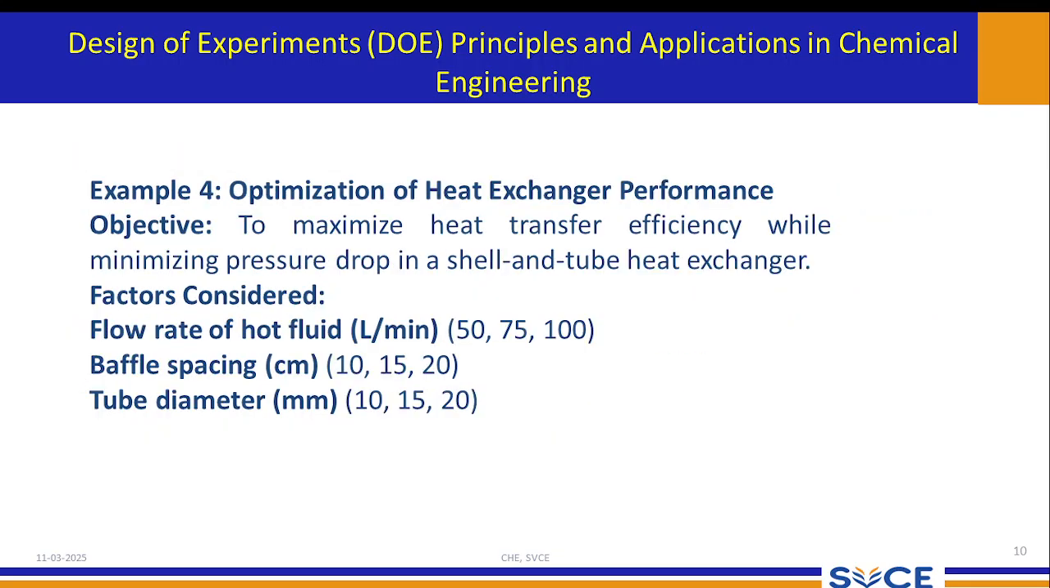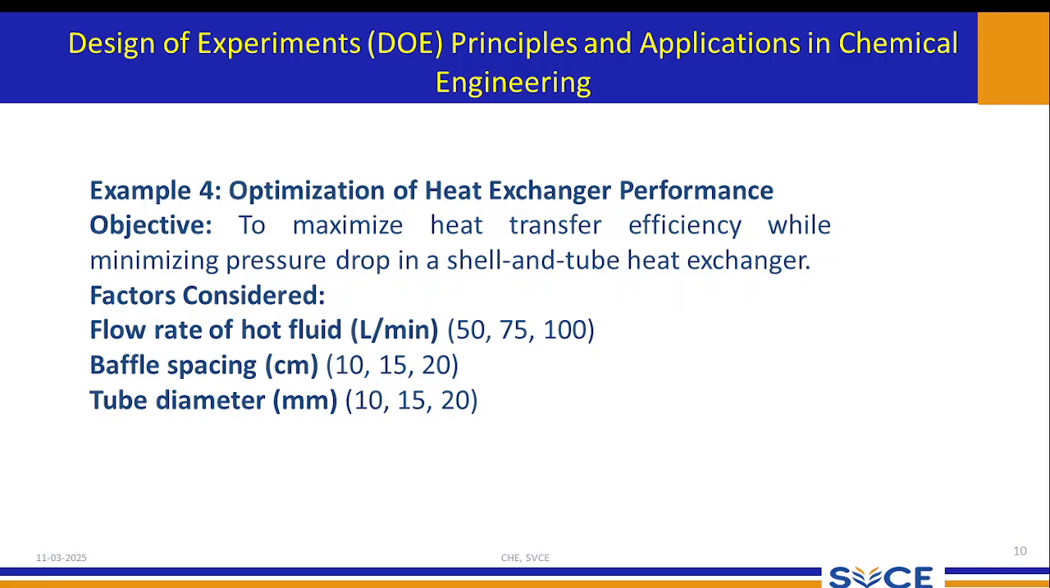The fourth point is optimization of heat exchanger performance, to maximize the heat transfer efficiency while minimizing the pressure drop in a shell and tube heat exchanger. I have given a lot of examples from a chemical engineering perspective: one in reaction engineering, one in waste minimization, now distillation, and now the heat exchanger. Similarly, I vary the flow rate of the hot fluid and the baffle spacing, though it need not be only these factors. For a shell and tube heat exchanger, you can also vary other factors.